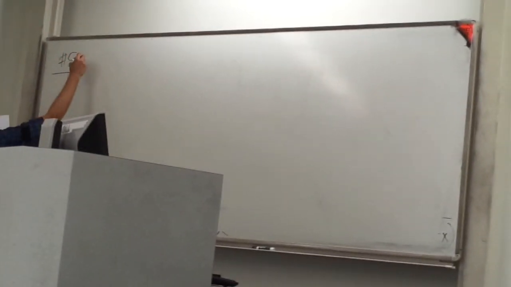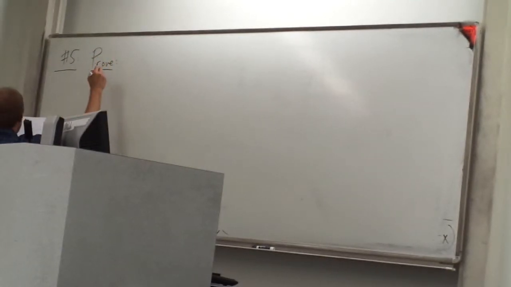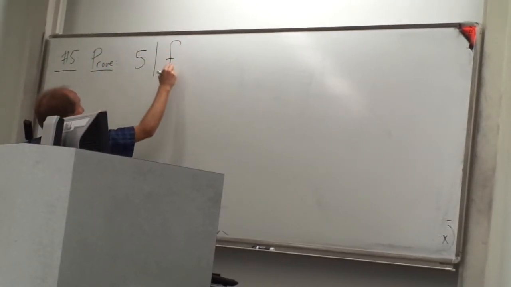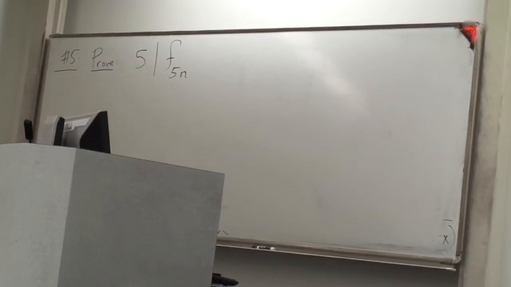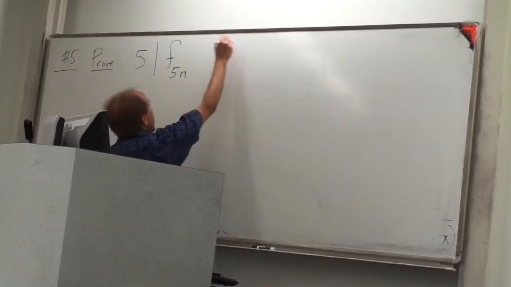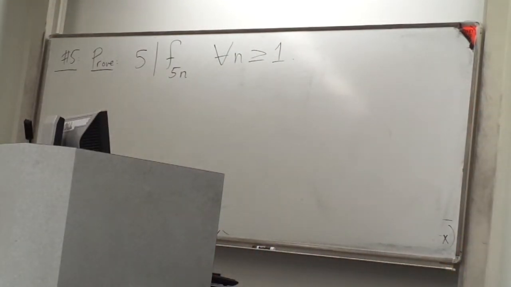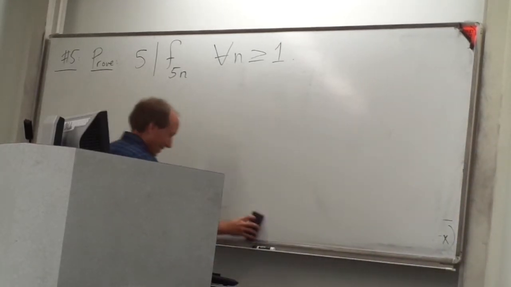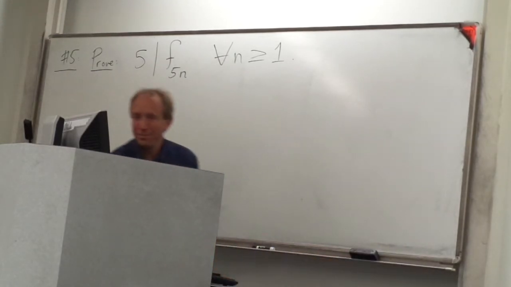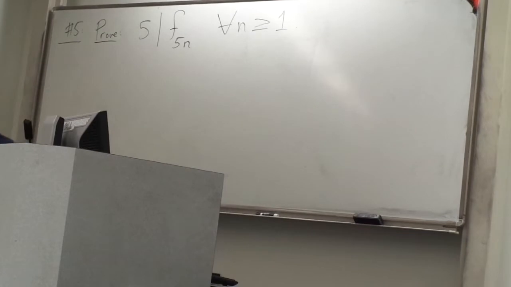This is problem number 5. Prove that 5 divides the 5n Fibonacci number for all n greater than or equal to 1. Sound familiar? Okay. How are you going to prove it? I'm going to tell you in a minute, but how are you going to do it first?